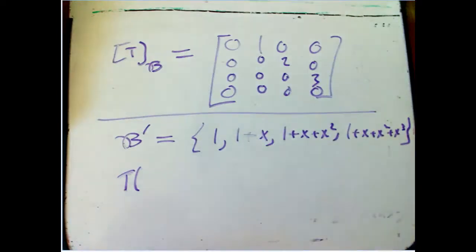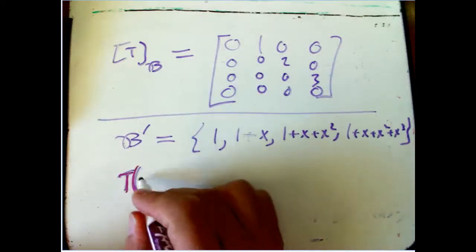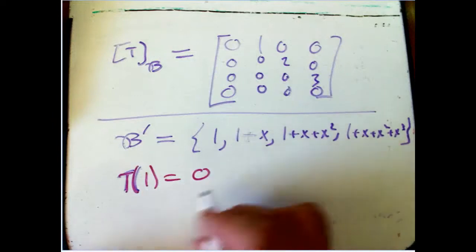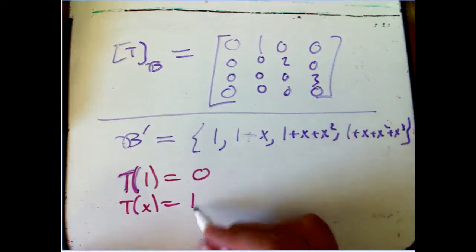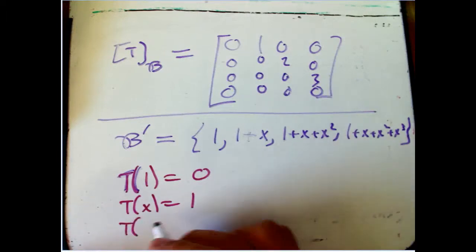and then eventually, if I feel like it's worth the time, we could think about this as a change of basis example as well. Okay, so T of 1 is 0. T of x is 1. Okay, that's already written in the basis. We can figure that out. The other ones will be a little harder.